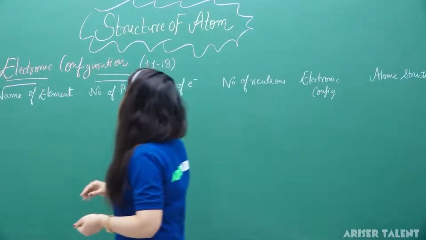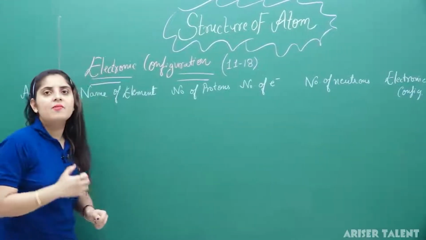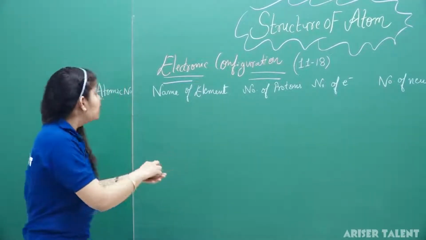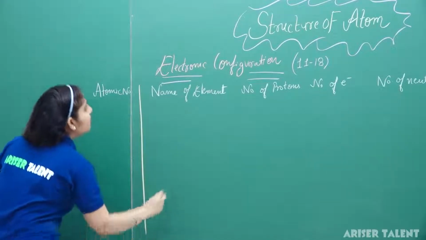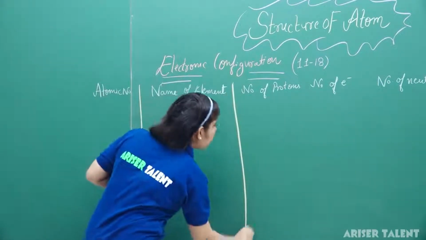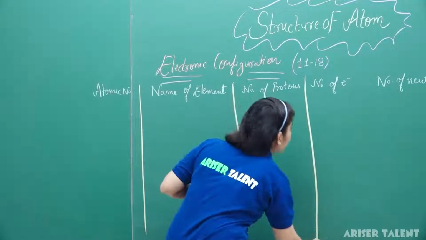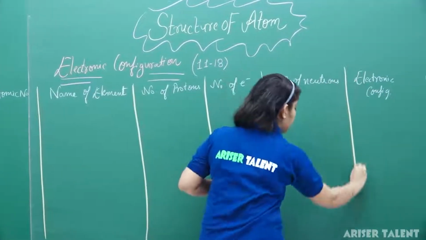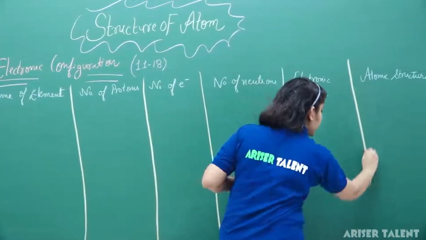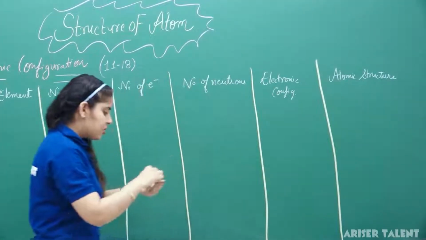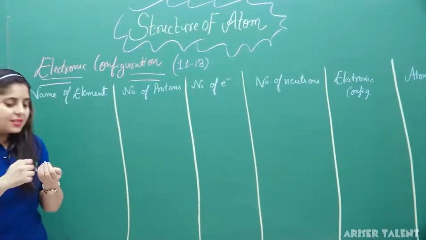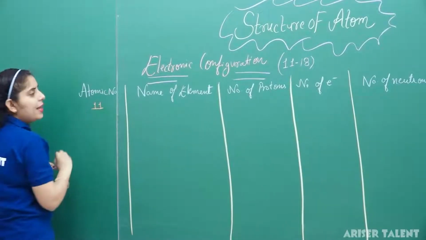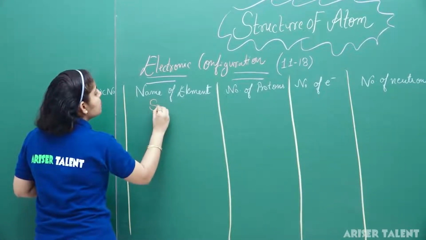So, now we will discuss the elements between 11 and 18. Firstly, we will write the name of the element, how many protons it constitutes, how many electrons it has, the number of neutrons, their electronic configuration, and their atomic structure. The first element, having atomic number 11, is sodium.